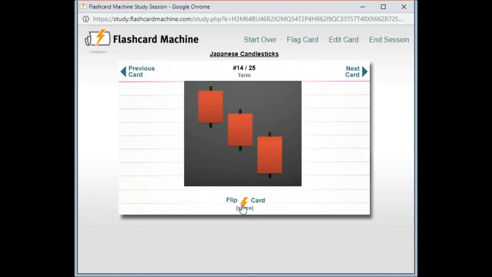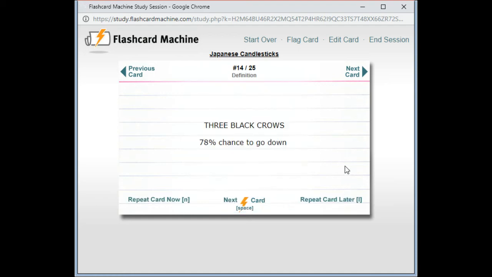Okay, guys, very similar to the prior one, but this one's going down. Three black crows, 78% chance to go down on this one. So not as high probability as the three white soldiers, but still a good chance.